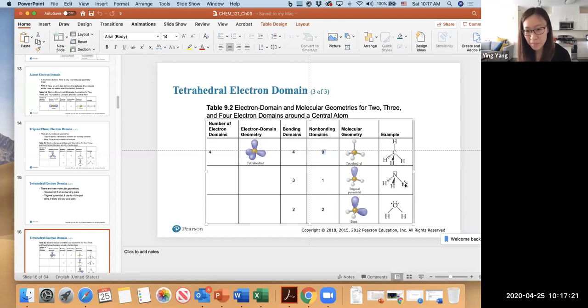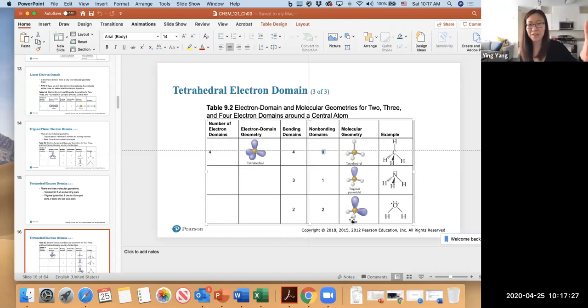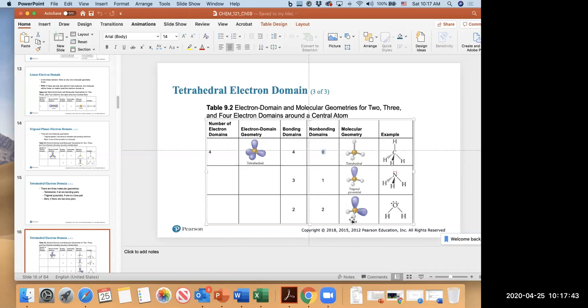And for water, it is bent. So this is the difference between electron domain geometry and molecular geometry. When you answer a question like this, after you have put in your answer, always go back to the question to double check whether it is asking about electron domain geometry or molecular geometry. So double check on that.